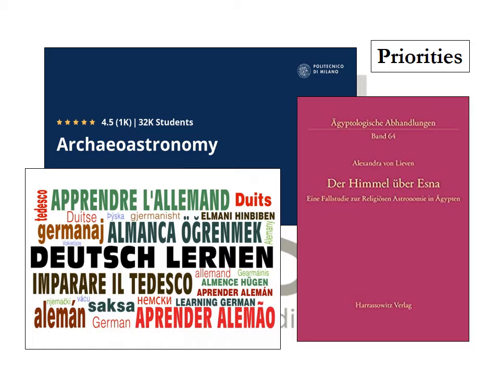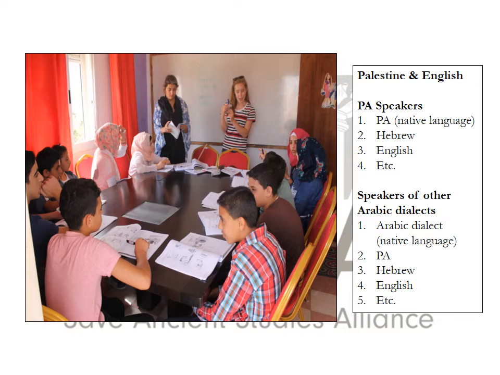Another problem is the question of priorities. And I am not talking about the decision or the debate between, for instance, choosing a course on archaeoastronomy and a German course in order to be able to read better secondary bibliography in German about, in this case, ancient astronomy. I am talking about the necessity of choosing, of prioritizing different modern languages, especially when we are abroad, and we need to deal at the same time with different modern languages.